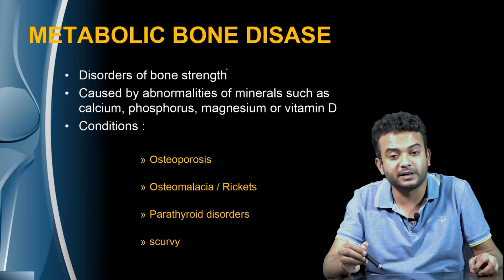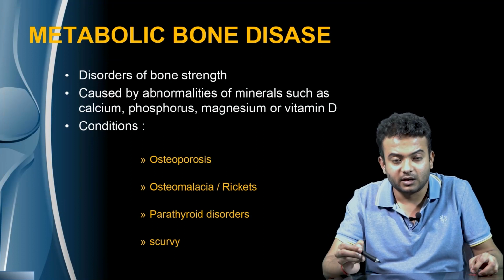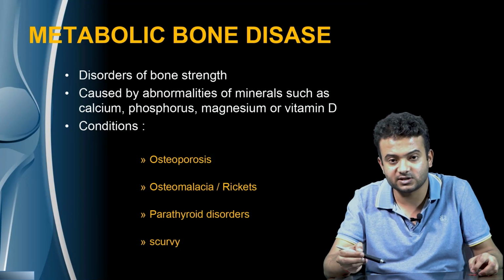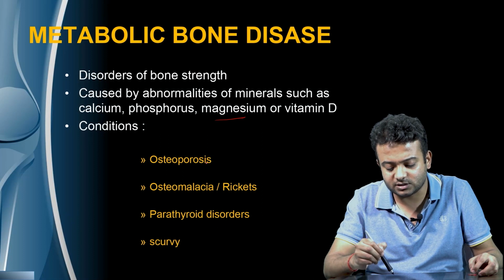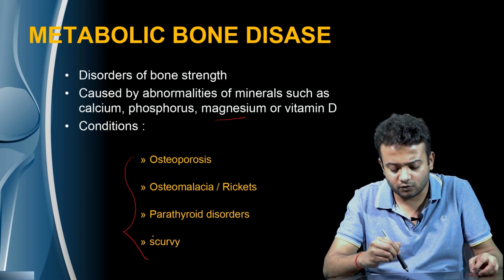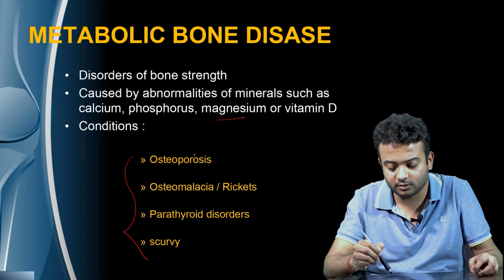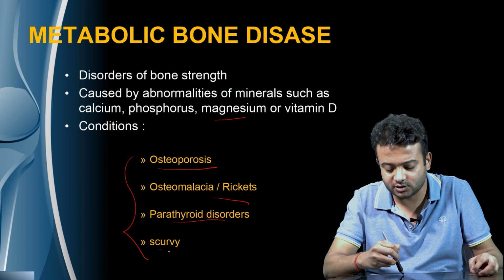So now we talk about metabolic bone disease. Usually these are disorders of bone strength, and these can be caused by various disturbances in minerals like calcium, phosphorus, magnesium, or even vitamin D. Out of which we discuss these as the most highly sought or most important topics: osteoporosis, osteomalacia, rickets, parathyroid disorders, and scurvy.